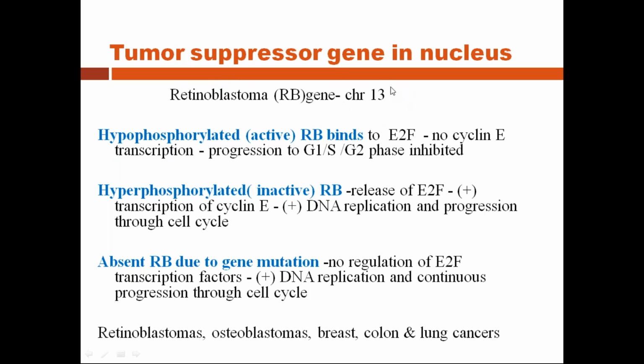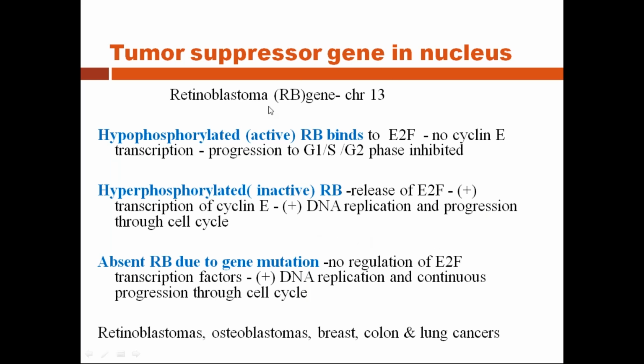So that's why you have to remember the number of the chromosome. The gene is present on chromosome number 13. Normally it's in the activated state in the resting cell, in the hypophosphorylated retinoblastoma. Why is it in the activated state? Because it has an inhibitory control on E2F, which is a transcription factor. Once it is inactivated, in the hyperphosphorylated state, it loses its control on the E2F transcription factor. So this E2F helps in cell cycle progression.